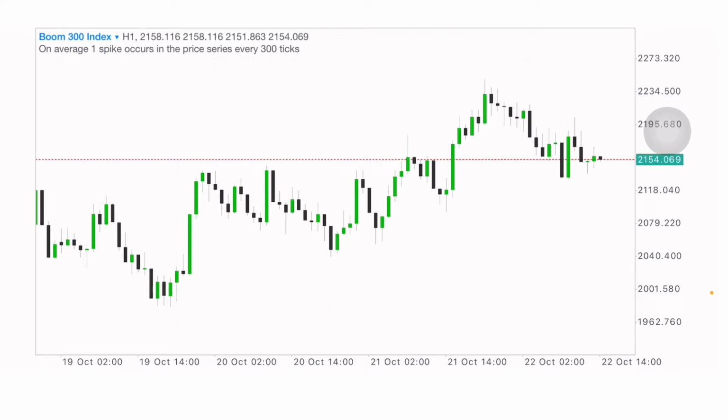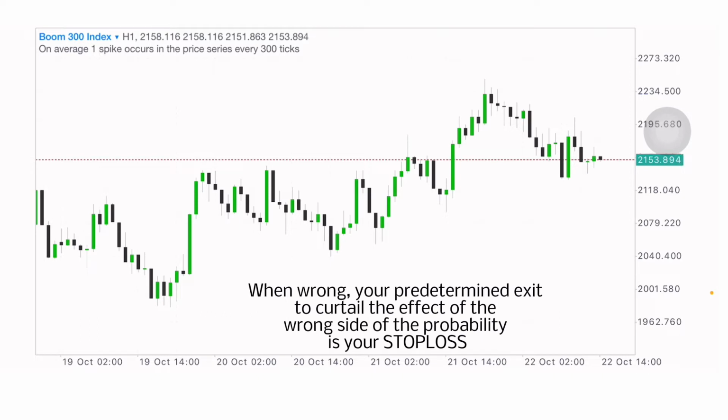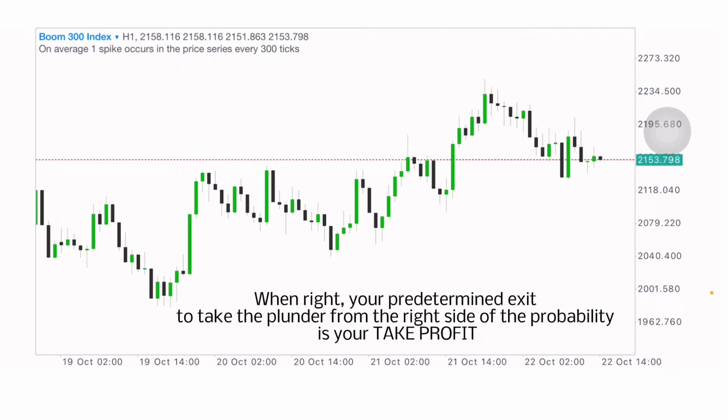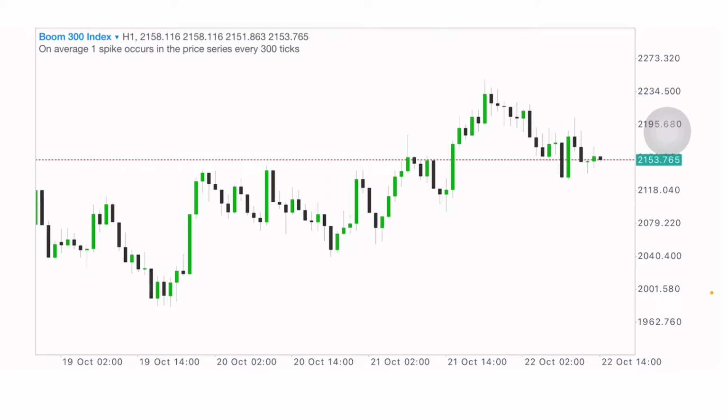Now your exits are 2 points. One exit if your probability is wrong, and one exit if your probability is right. If your probability is wrong, you exit at a loss, and that will be your stop loss. If your probability is right, you exit in profit, and that is your take profit. And then after ascertaining your exit, the next thing you are setting is your position size. You determine your risk, you are setting your position size.